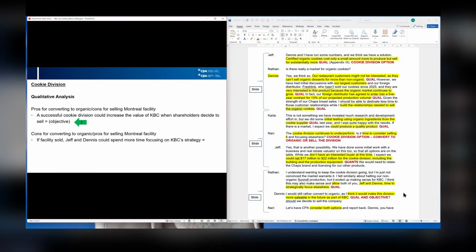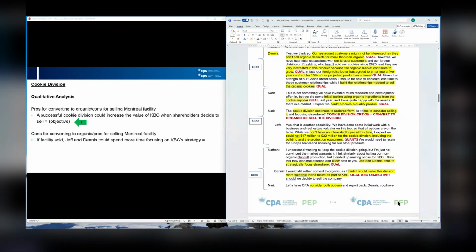So now let's look at some more pros and cons. A pro for converting to organic would be a successful cookie division that could increase the value of KBC when shareholders decide to sell it. So that is integration from an objective perspective. However, the cons, or in this aspect really a pro for selling the Montreal facility, is if the facility is sold, then Jeff and Dennis could spend more time focusing on KBC strategy or more strategic options that have a stronger chance of overall success. So they want us to analyze both those options.